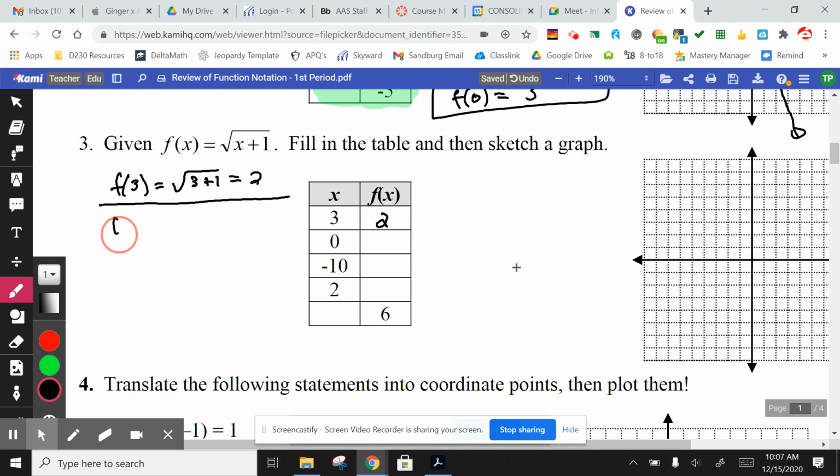If I want f of 0, that just means you're going to plug in 0 for x. So now we're going to get 0 plus a 1. The square root of 1 is 1. So that's going to become a 1.